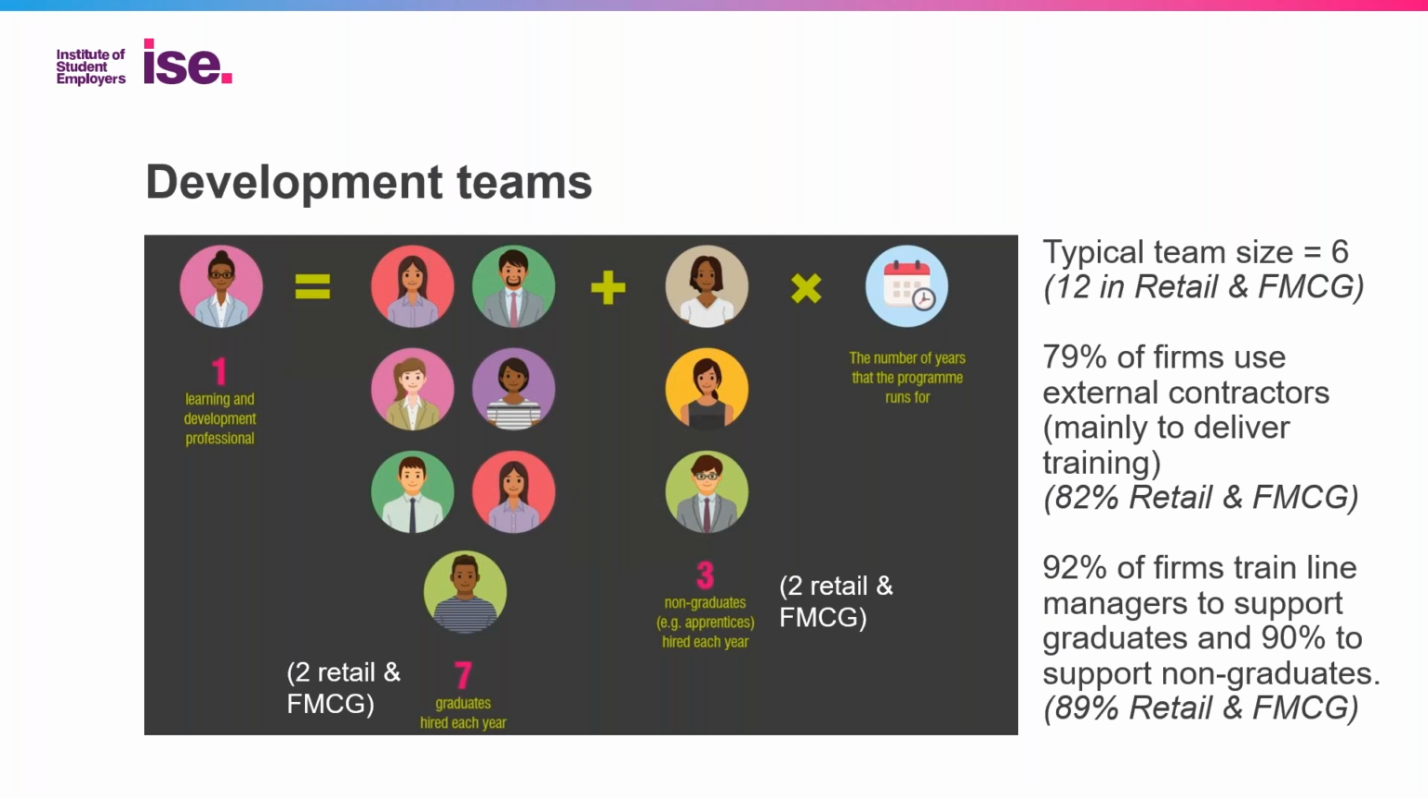Now, for retail, that was less, and this seems to me probably too small. And some of these things get more difficult to calculate because we're working things based on the overall size of the cohort, and sometimes in some firms that can be very large. But the typical retail firm was working on about two graduates, two non-graduates, so a ratio of about 1 to 8 of development professionals to early career hires who you were trying to develop.